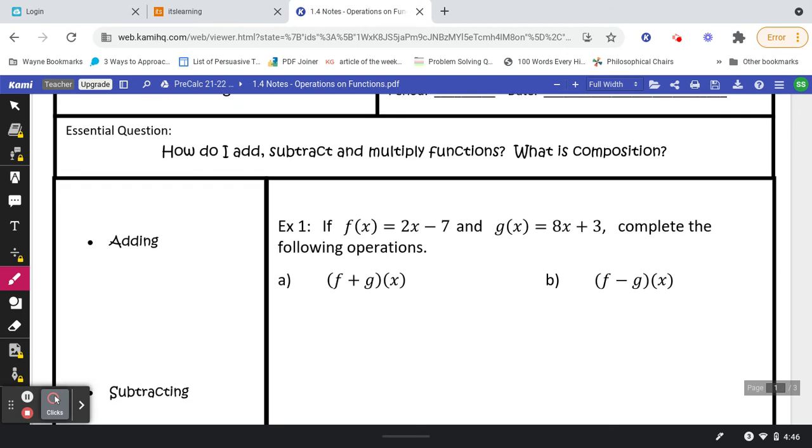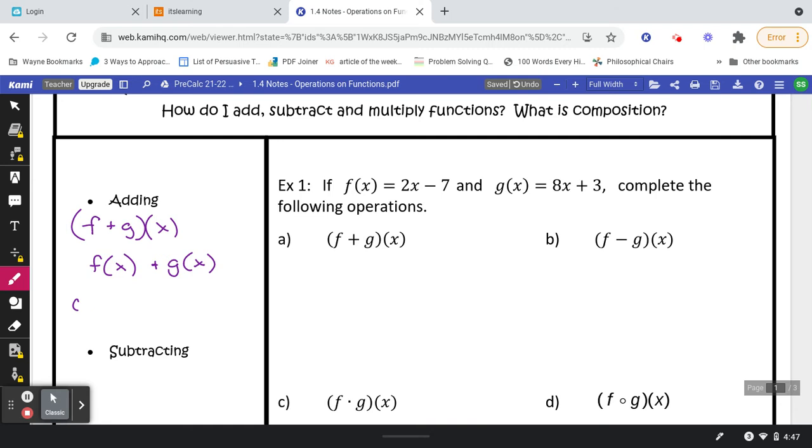So first example, they give you two functions, f of x and g of x, and they want us to complete these four operations. The first one you can see is adding. They write it like this on the problem, but you could also write it as f of x plus g of x. So those two things mean the same thing. And all you're going to do here is combine like terms.